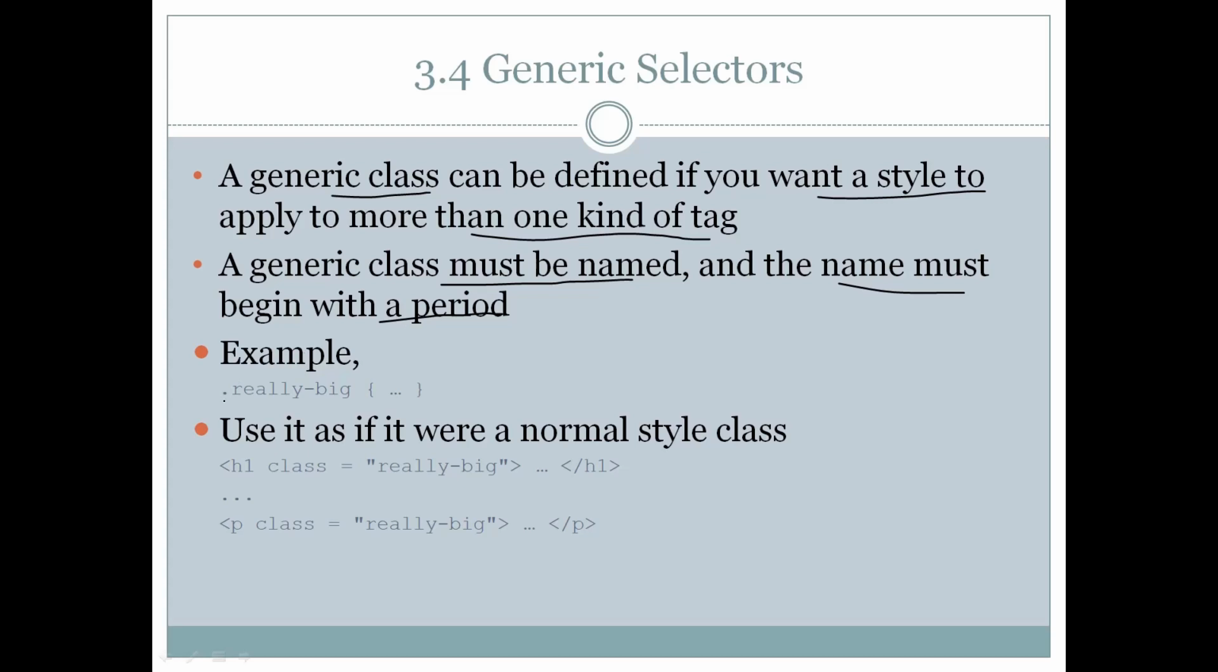Now how to declare a generic class? Example is here. It is the same as our class selector, with only one difference: we do not have a tag name before the dot. The dot is present but no tag name, directly dot and the class name, that is really big. And how to apply it? In the same way, we use a class attribute and apply the name really big. One advantage you can see is that really big is applied to the h1 tag and also to the paragraph tag, two different types of tags. In the class selector you can apply it only to h1 if it is declared with h1, remember.